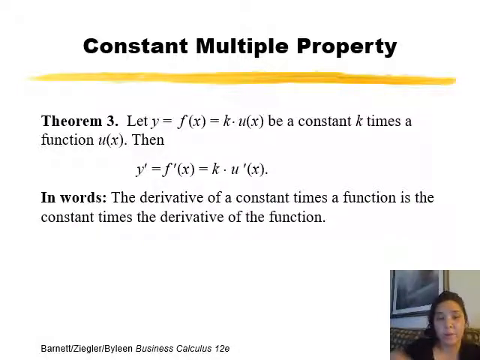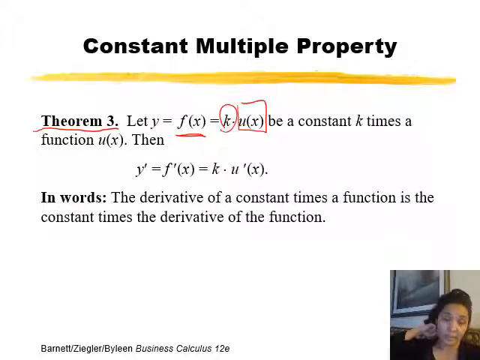So now theorem number 3. Theorem number 1 was the constant function. Theorem number 2 was the power rule. This is called the constant multiple property. So if you have some function f of x, and it is equal to some constant k times a function u of x, then we can pull that k out and only take the derivative of u of x. So y prime is equal to f prime of x, which is equal to k times u prime of x.